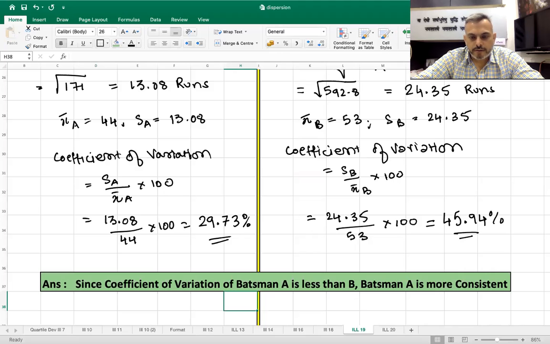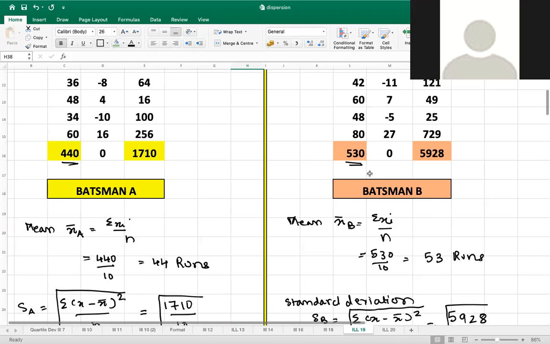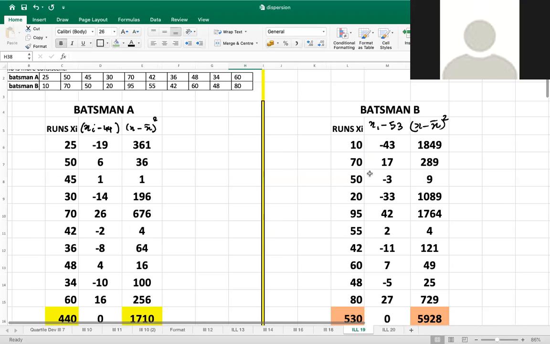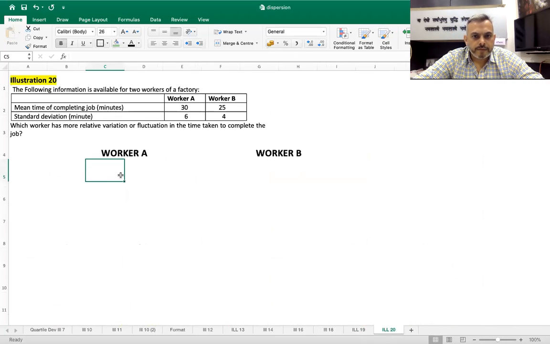Any doubt, anyone? You understood the steps? Whenever there is a comparison, you will have to find the mean and standard deviation for both, and you will use the coefficient of variation for comparison. Come to now illustration number 20.